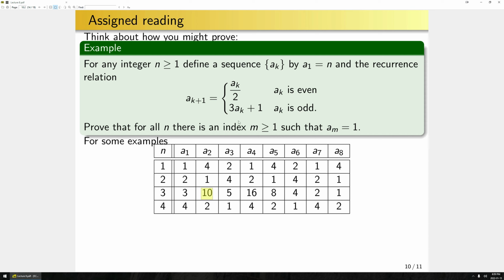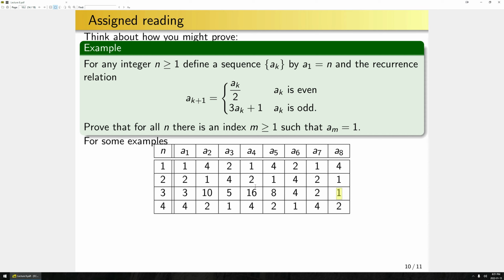Now 10's even, so I divide it by 2 to get 5. 5 is odd, so I multiply it by 3, add 1 to get 16. Now 16 is a power of 2, so when I divide it by 2, I get 8, 4, 2, and eventually 1. Here you can notice that every time I have a power of 2, I very quickly go to 1. That might be something useful if you try to prove this thing.